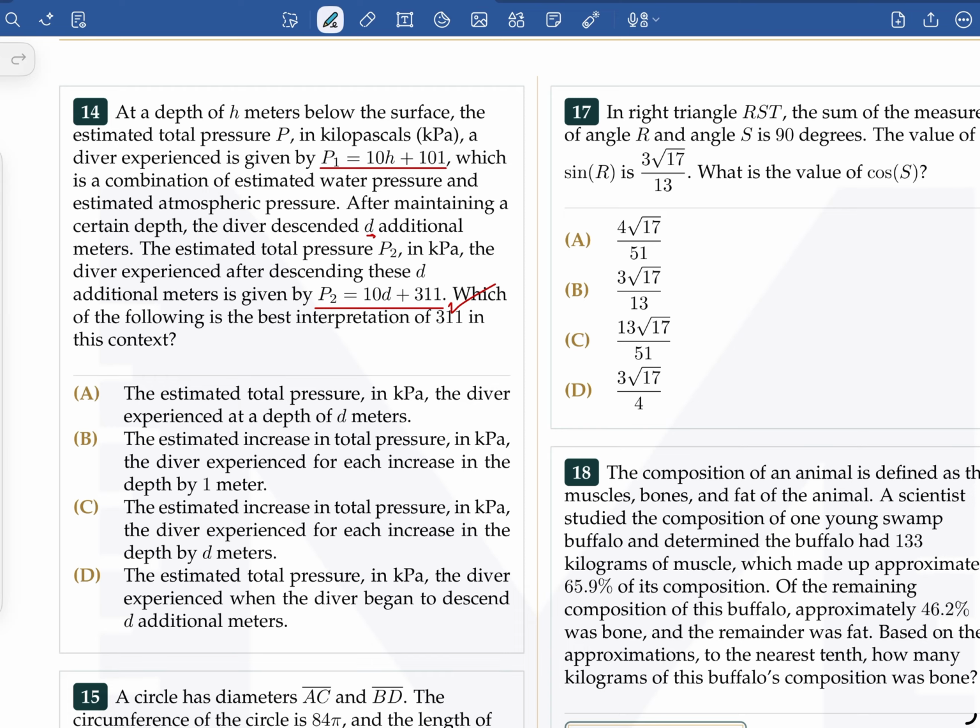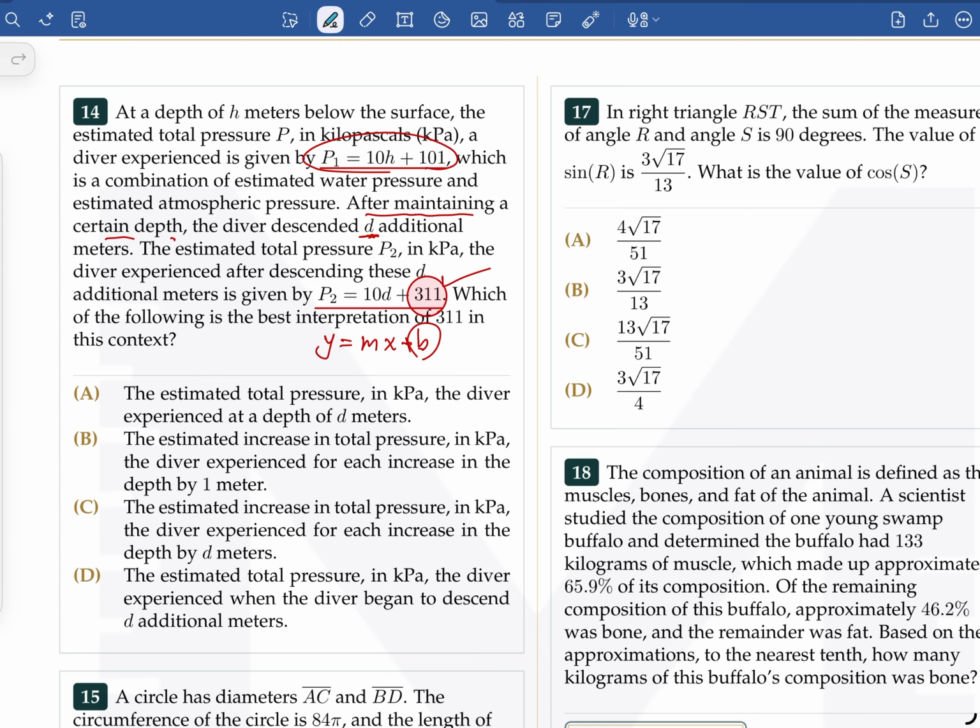So which of the following is the best interpretation of 311 in this context? What does this number mean? This number is the beginning or initial, because this number refers to b. When you write the equation as y equals mx plus b, this is b here, which is the initial number, but in phase 2, which means after we descend. After maintaining a certain depth, the diver descends d additional meters, starting from this.